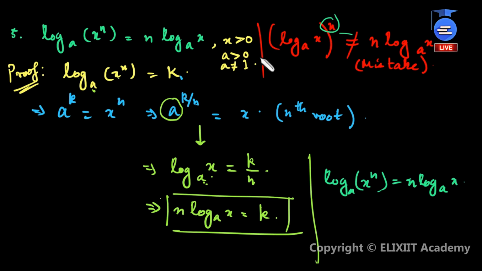Clear? Clear with this property? Any questions in this property? Proof also I have shown. Two-three more properties are there, and then we are going to start with the questions.